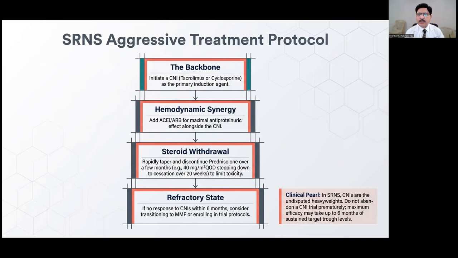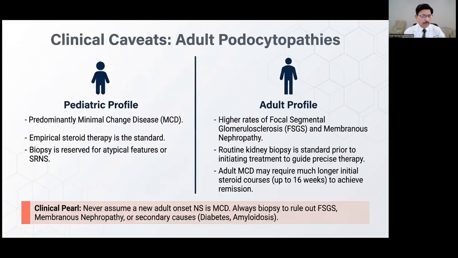In SRNS, that is steroid resistant nephrotic syndrome, CNIs are the undisputed heavyweight treatments. The moment the patient is not responsive to steroid, that means it is SRNS, and CNIs are the mainstay of treatment.